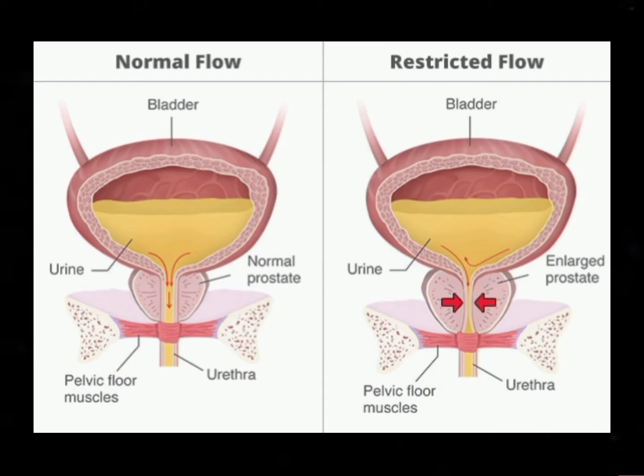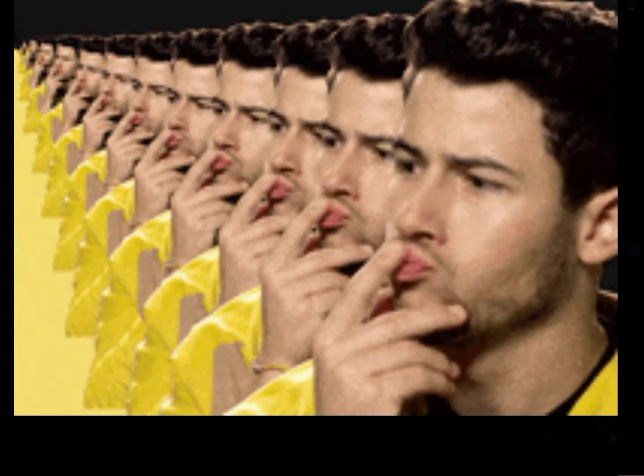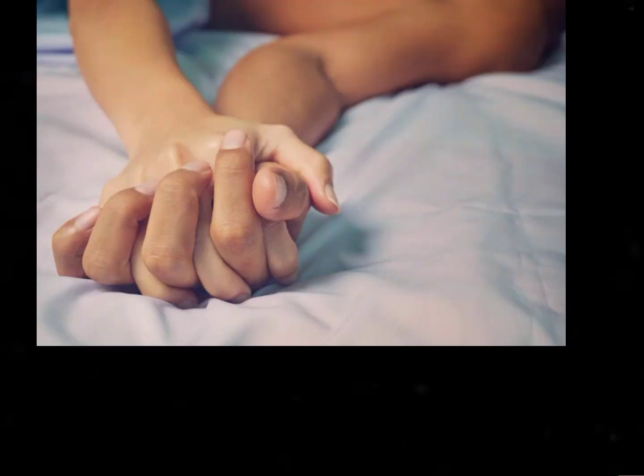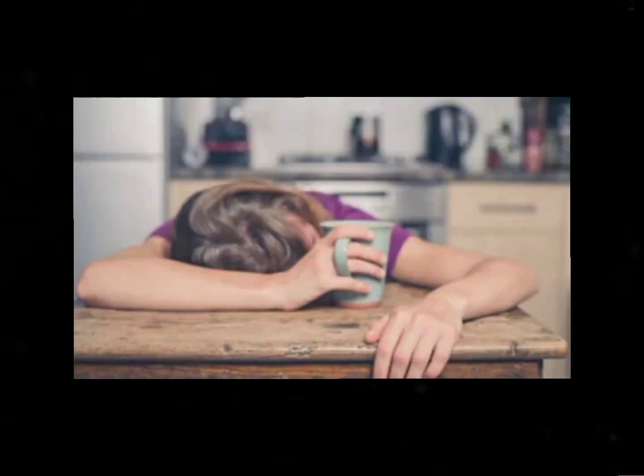In men, when there is a prostate enlargement, it prevents the emptying of the bladder. Or when there is infection of the prostate, the infection can ascend to the bladder to cause UTI. Most of the people who have UTI are sexually active, so sexual intercourse is also a known risk factor for getting UTI. Symptoms: the patient has fever, chills, and has the general feeling of being sick.